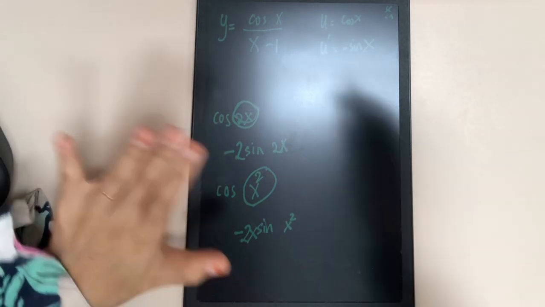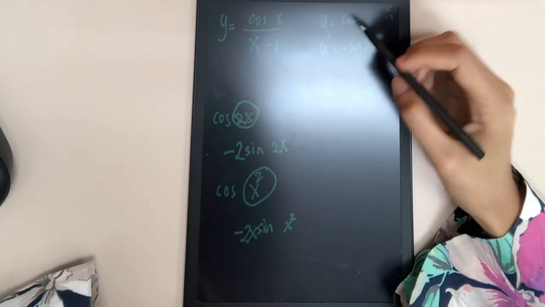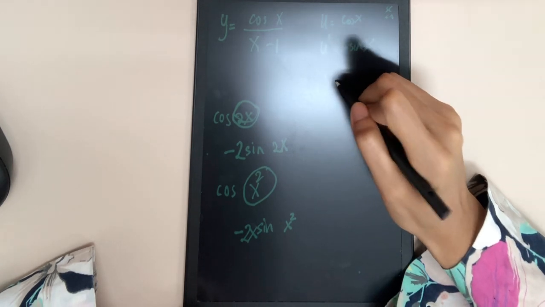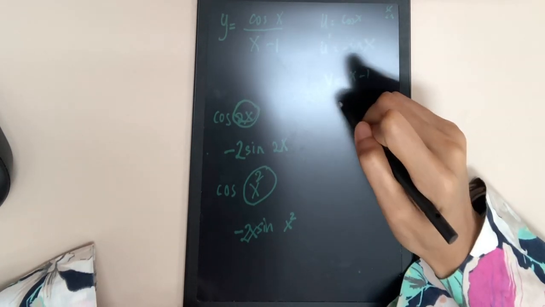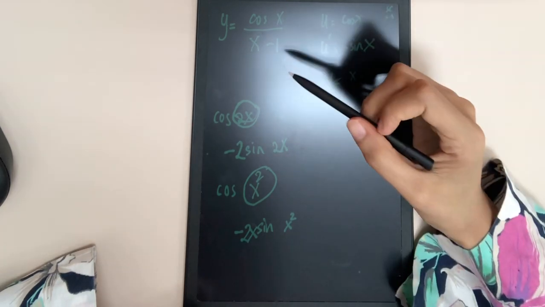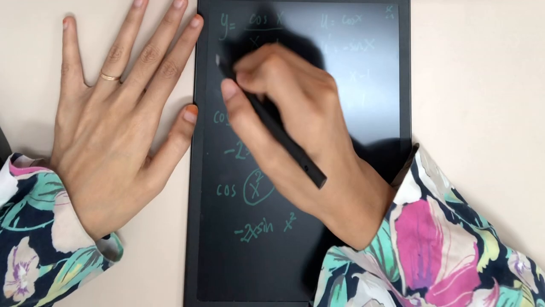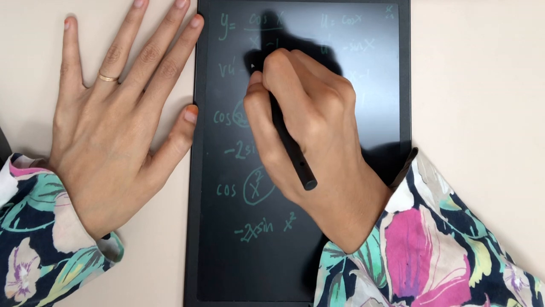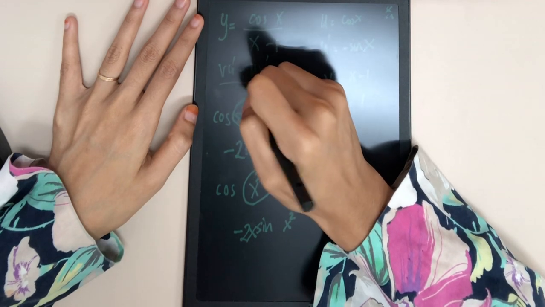Okay, back to the question. So you have settled u prime. Now what is your v? Your v is x minus 1. What is your v prime? Your v prime is 1. After that you just substitute back into the formula from just now: v u prime minus u v prime over v square.